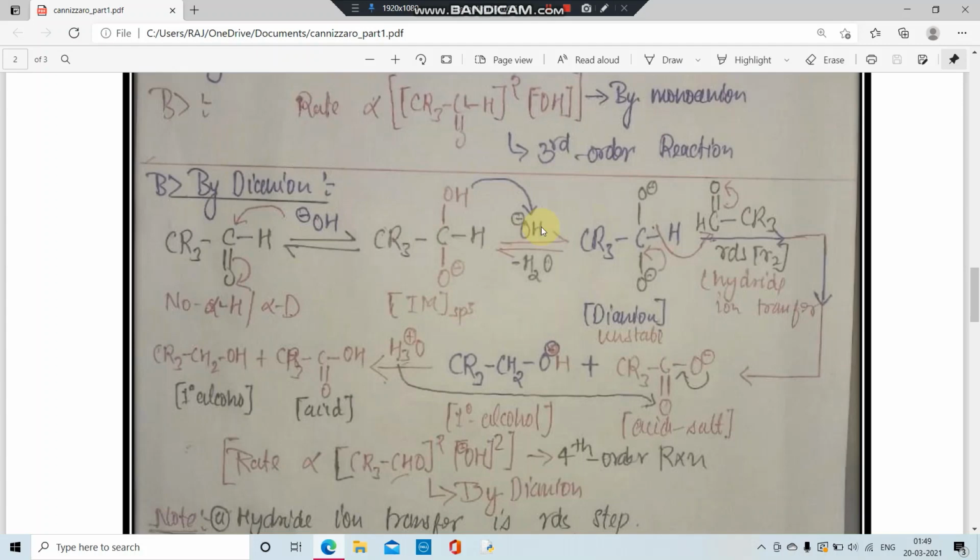Now another molecule of OH minus is going to attack at this OH bond, and a water molecule is taken out from this H, and from this OH we are going to take the water molecule outside. There is a dianion formation that takes place. Look, this is an intermediate which is called the dianion, which is stable as compared to the monoanion. So now we are going to take another molecule of aldehyde.